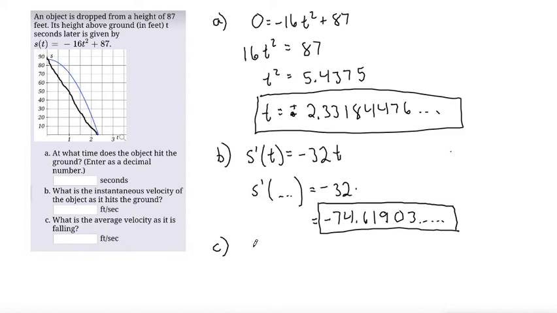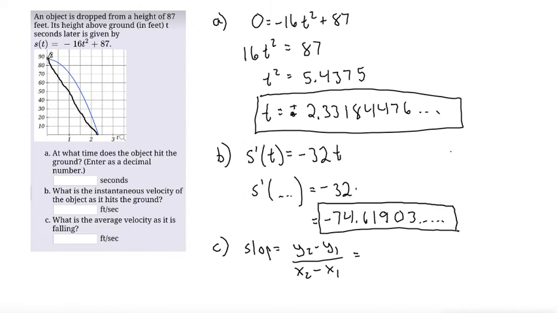For part C, to find the average velocity as it is falling, that would be like drawing a straight line. I know this isn't straight, but if we drew a straight line and found the slope of that line, that would be the average velocity. So let's use the formula for slope. That slope is equal to y2 minus y1 over x2 minus x1. We haven't actually found the second y value yet. But actually, let me think about an easier way to do this.